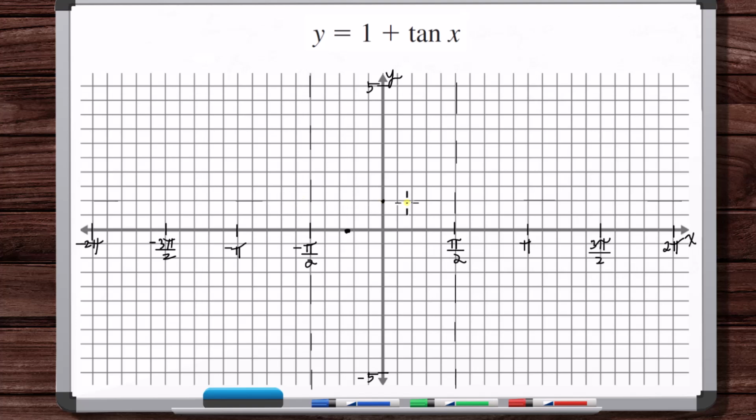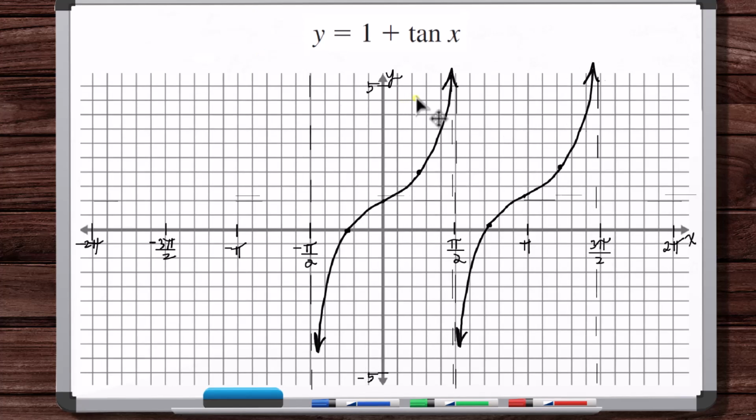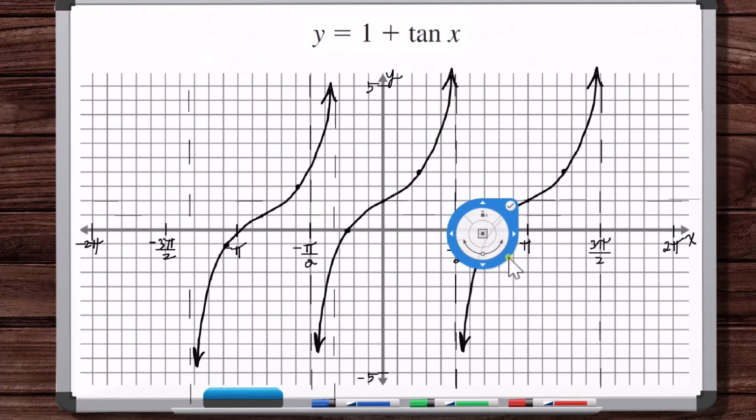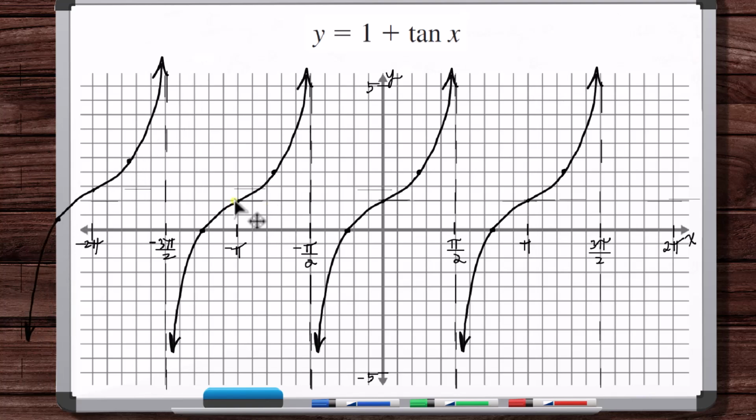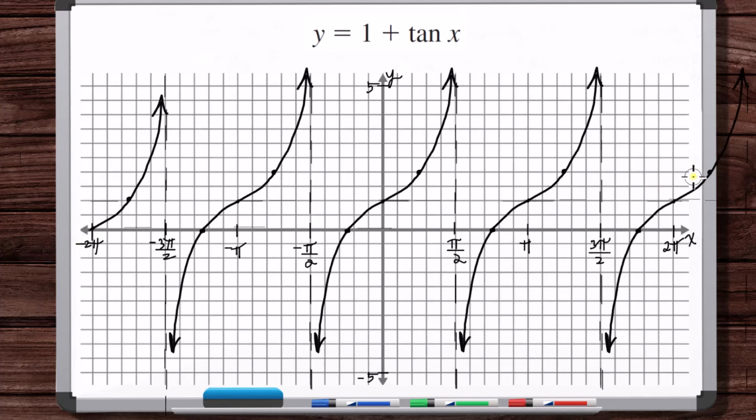Now, if we think about this as the new x-axis, we went down 1. So at the 3/4 point, we're going to go up 1. All right, and so we can sketch it with that. There we go. And there's the graph.